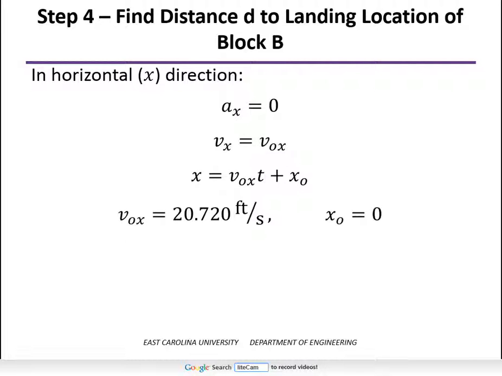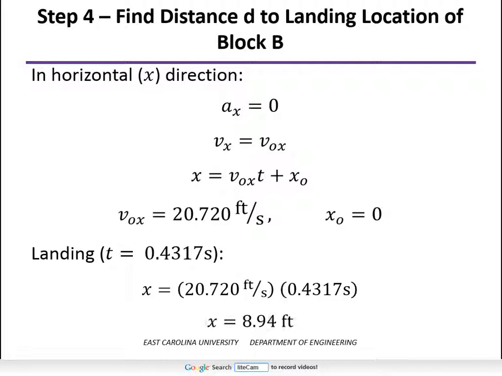In the x direction, there is no acceleration, and so again integrating that twice, the initial velocity in the x direction is simply the velocity that we found from step 3. And so plugging in the time that we got from the previous step, we find out that the block should land about 9 feet onto that lower horizontal surface.